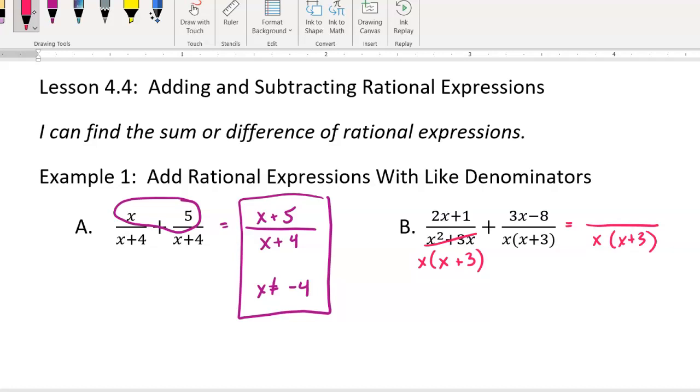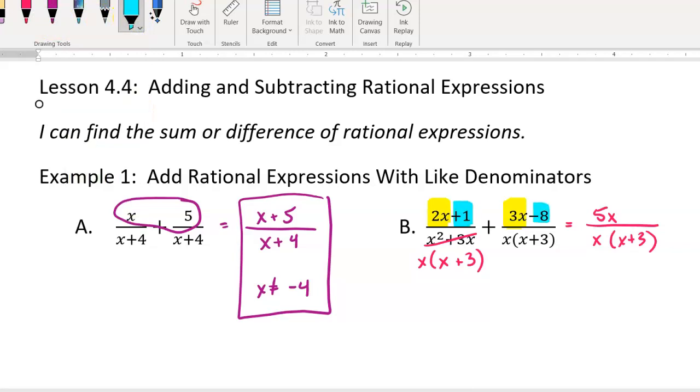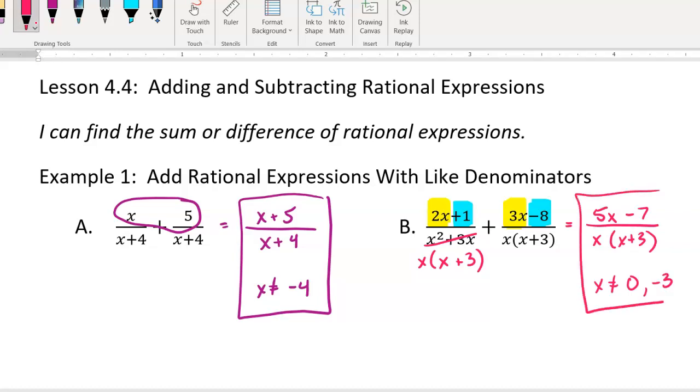Now our numerator, we're going to combine like terms. So 2x and 3x, we can combine those together to be 5x. And then we have a positive 1 and negative 8. We can combine those. Now 1 plus negative 8 would be negative 7. So we'd have 5x minus 7 in our numerator. Our denominator is x times x plus 3. Now remember, we want to list out what x can't equal. So we set each of those factors equal to 0 and solve it. So one of those solutions would be 0. So x can't equal 0, and the other would be negative 3. So those would be our answers for that one.